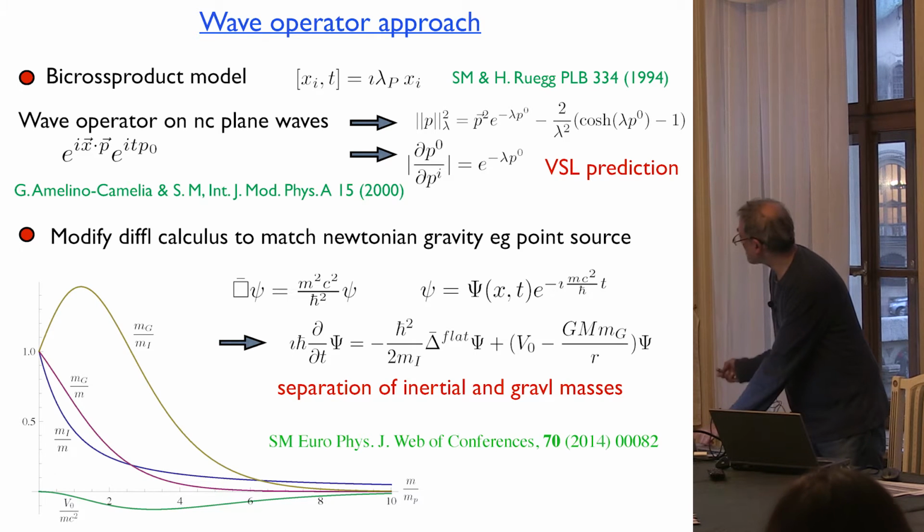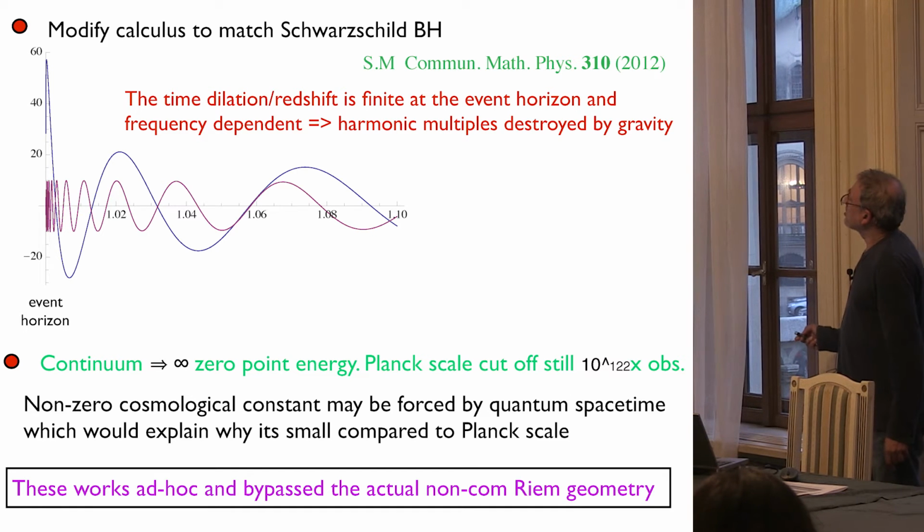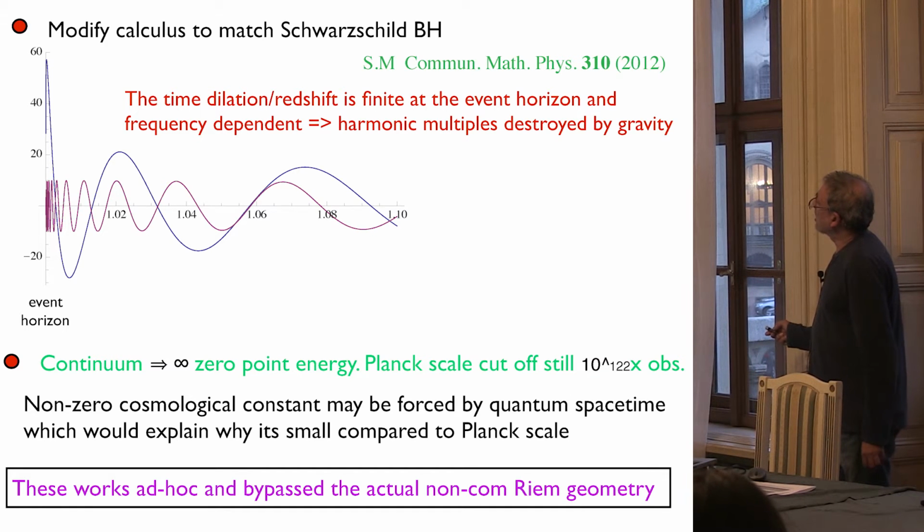I should say this is purely speculative. I mean, it's just a model. I don't know that this particular model is right, but it illustrates possibilities. Another thing you can do is to modify the wave operator to match the one for a Schwarzschild black hole. This is in this paper here.